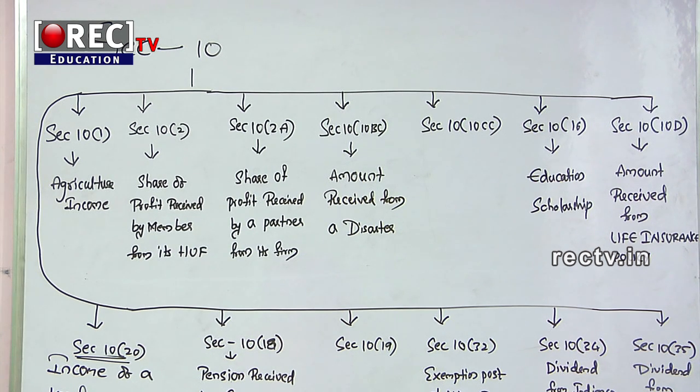Agricultural activity carried out on a land situated outside India cannot be termed as agricultural income. So friends, agricultural income is exempt from tax. Thus, this is derived from section 10 subsection 1. Next, section 10 subsection 2 deals with share of profit received by a member from HUF.